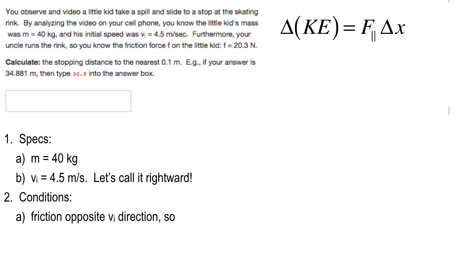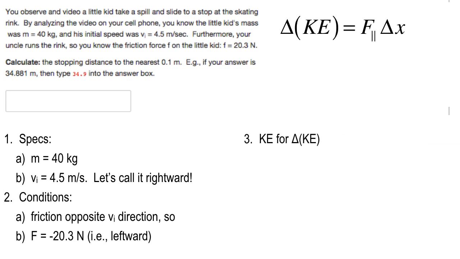Conditions: friction is opposite the direction of the initial velocity as before, but this time it's a little bit bigger. We're going to call it leftward, so it gets a minus sign. In this example, it's negative 20.3. Now, on this one, I am using the minus sign to indicate directionality, and there is no directionality to the kinetic energy. So in the delta kinetic energy, you're just going to have a difference of two positive numbers. Now, in momentum, you might have subtraction of a negative if your initial velocity is leftward or something like that. But for this one, it's fairly easy.